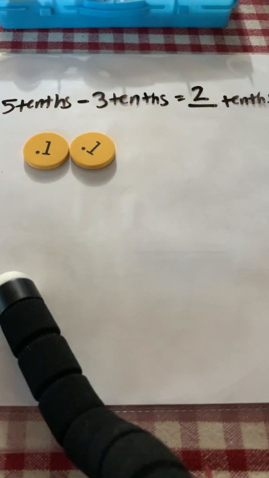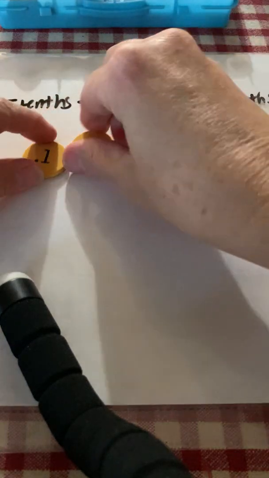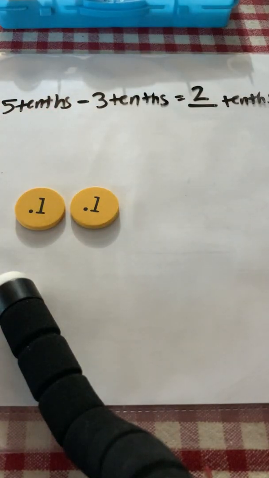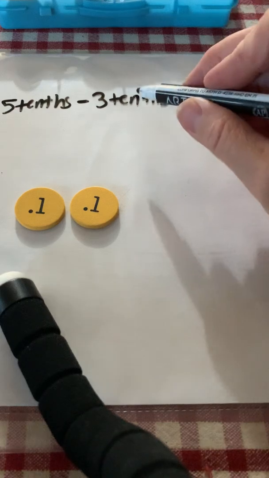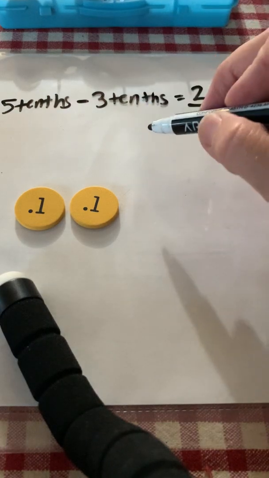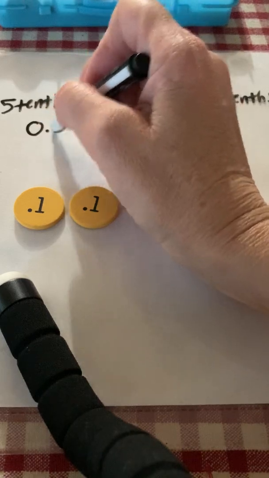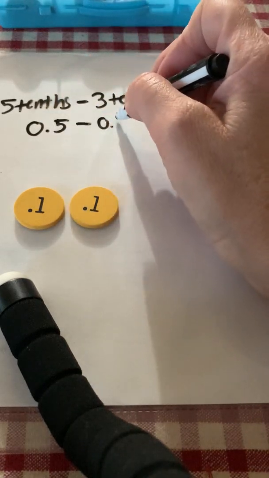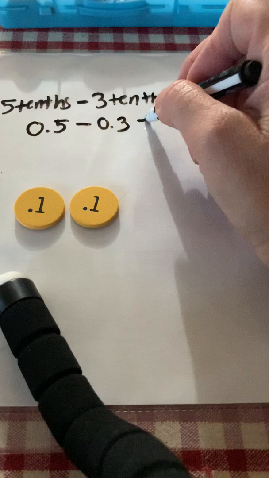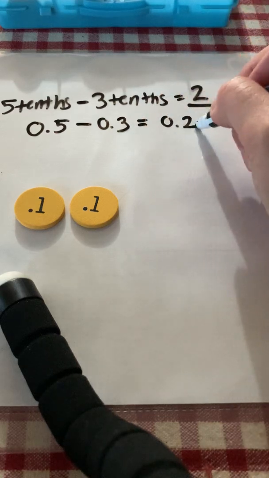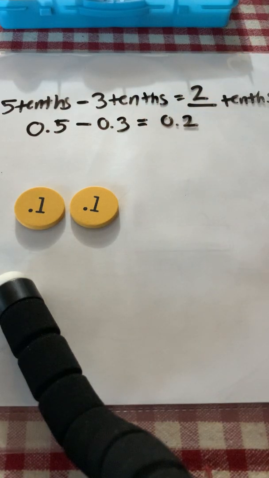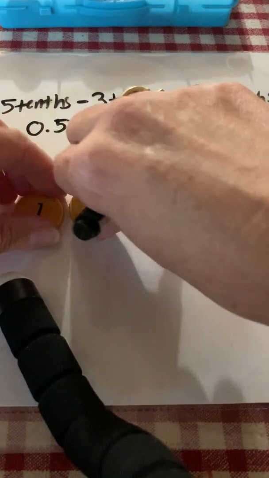2/10. Now you have to be really flexible with your thinking on these problems, and you have to be able to go in between unit form and standard form. So I could rewrite this problem as 5/10 minus 3/10 equals 2/10. And those mean exactly the same thing.